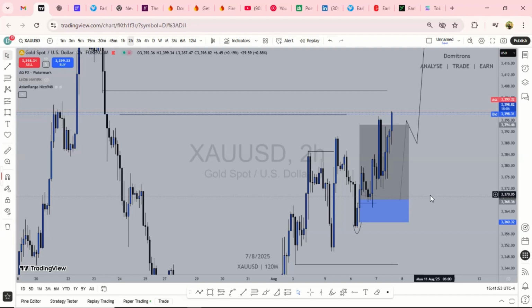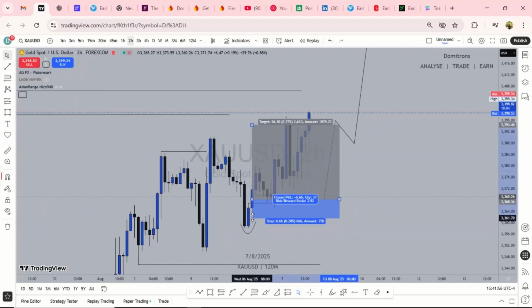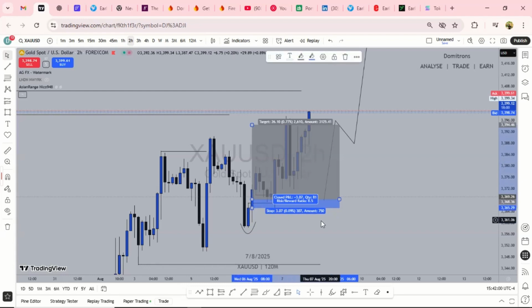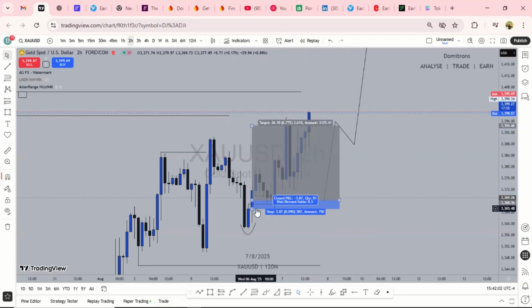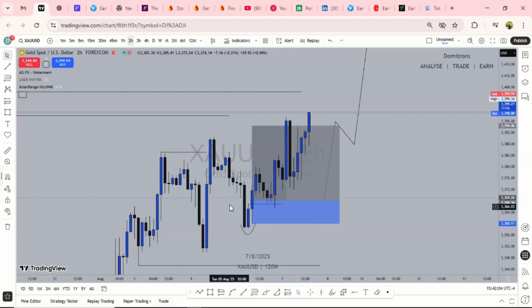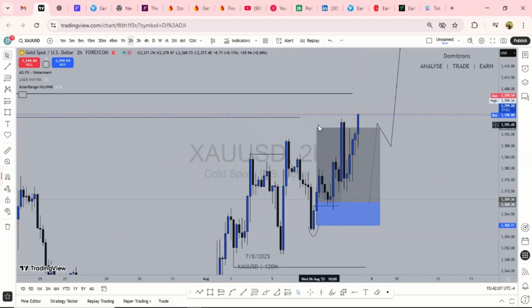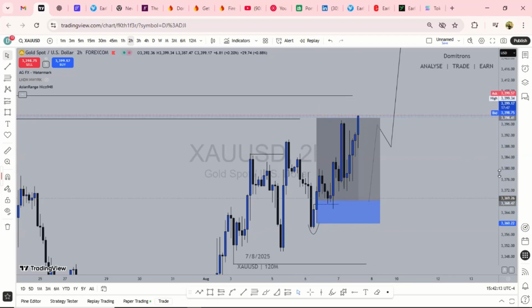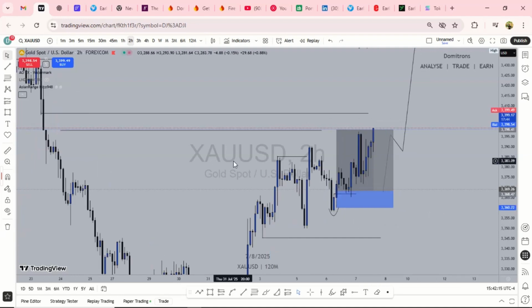When you're having an entry on a fair value gap, don't place your stop loss on the body of the candle, the opening of the candle. Just place it on the low. When it comes to buying, you put it on the low of the candle, right? Then if it is for selling, you put it on the high of the candle.